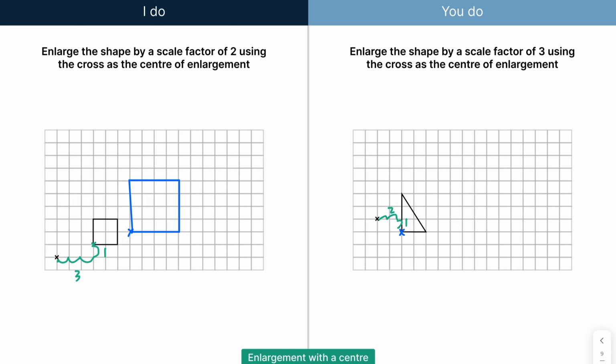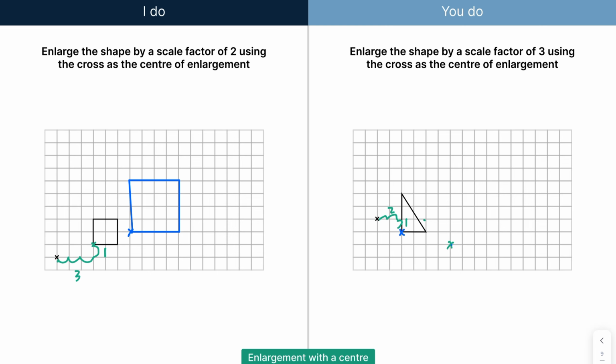So 1, 2 across, and then 1 down. So now I know I need to multiply that by 3. So that means I'm going to go 1, 2, 3, 4, 5, 6 across, and then 1, 2 down. So that's where this point ends up. So if I now mark that point on, which was there, I can now draw the rest of the shape.